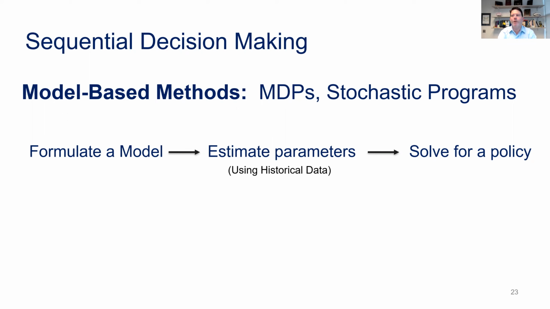So there's model-based approaches, like Markov decision processes, and there are many variants of those, and stochastic programs, particularly multi-stage stochastic programs. I would describe the idea of this as formulating a model, estimating the parameters using historical data, solving for a policy that recommends a particular action for every state of the system, and then presumably implementing that policy.